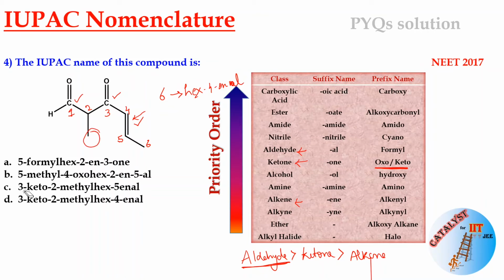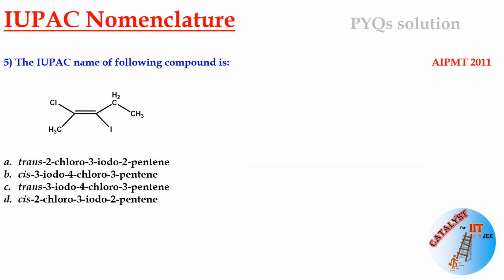So the correct IUPAC name for this compound is 3-keto-2-methylhex-4-enal, because K comes before M in alphabetical order, so that's why we have termed keto first, then methyl, then hexenal. Okay, so this is the IUPAC name for this compound. Now move to our next question.